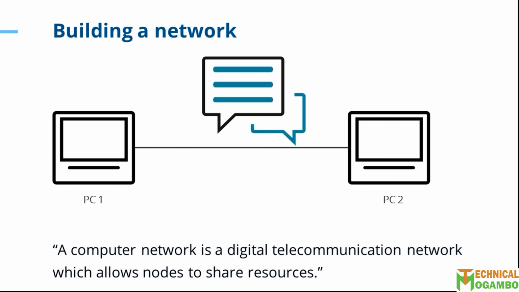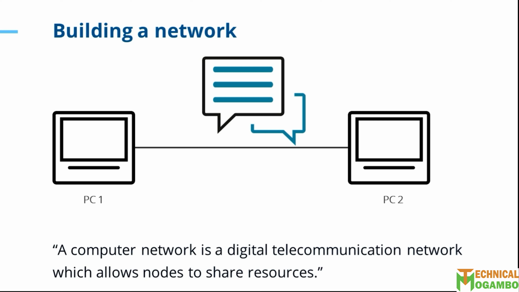So we have got two PCs. On the left we have PC1 and on the right we have PC2. As it stands, this isn't a network, but if we connect them together with a cable, we have a network now. Two PCs connected together will actually make a network. It's quite a simple network.